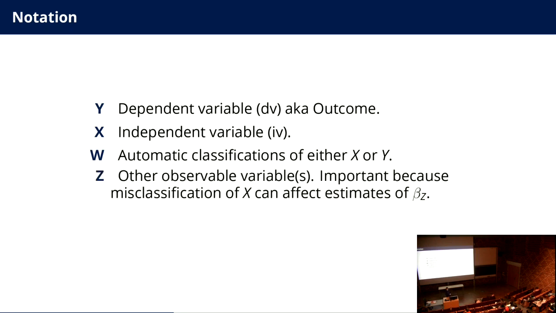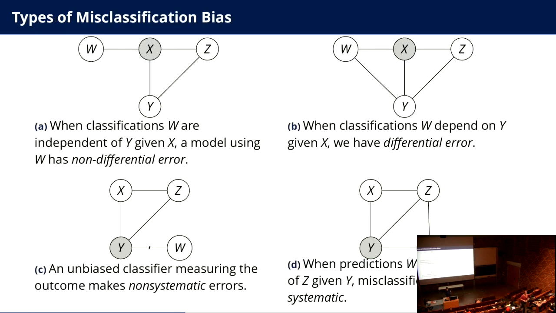And then, importantly, there are other observable variables, Z, and this is important because in multivariate regression, measurement error in one variable will affect the estimates for another variable in that model. And then I'm going to have some charts where I have this gray circle, and that indicates that that's the variable that we're measuring using the automatic classifier. Okay, on this slide, I'm breaking down the types of scenarios, the types of problems related to measurement error and misclassification into 4 types of problems.